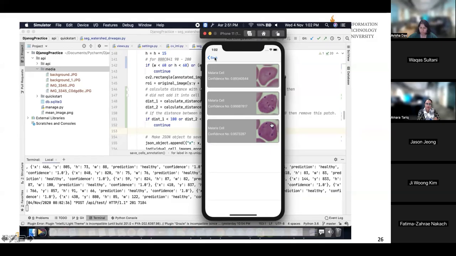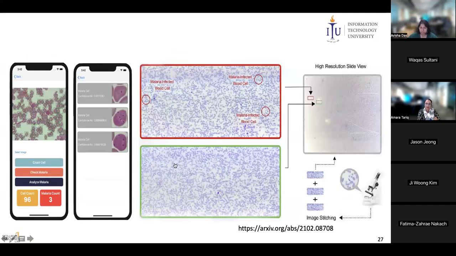When we tell the doctor that this image has this number of cells, and then we also show them those cells, this increases the doctor's confidence that this thing is really working. Then we collected lots of images and stitched them together. Stitching was not that perfect, but it worked really well. We make large panoramas, and then we do the classification.